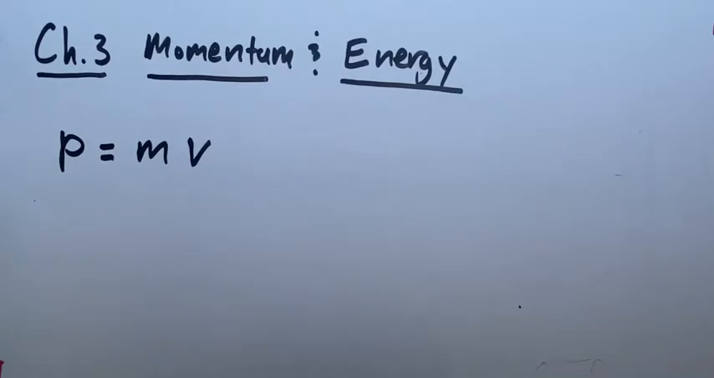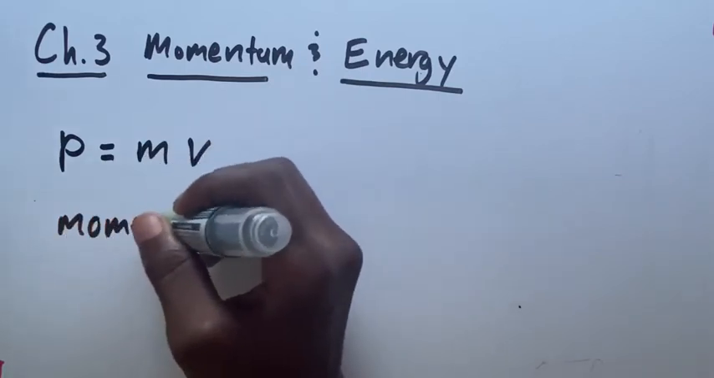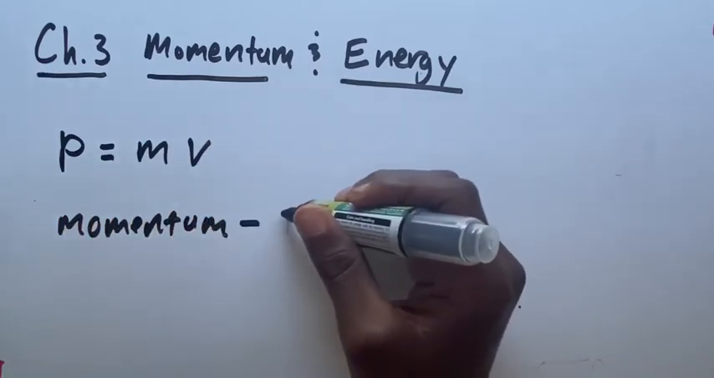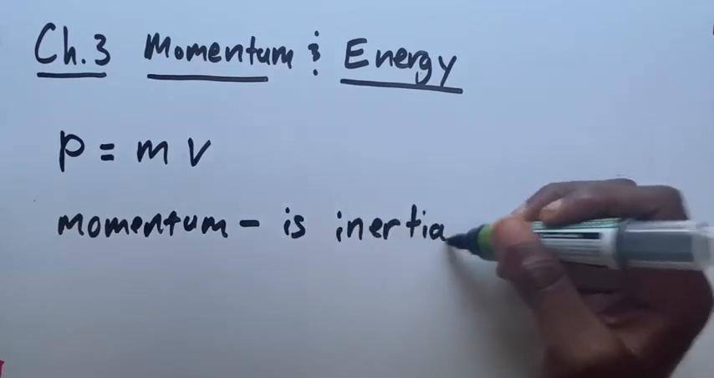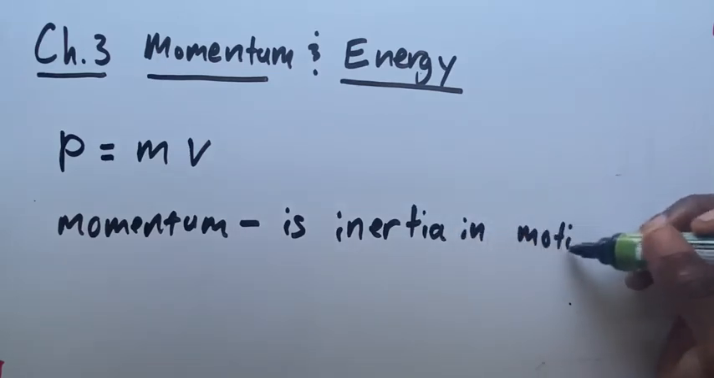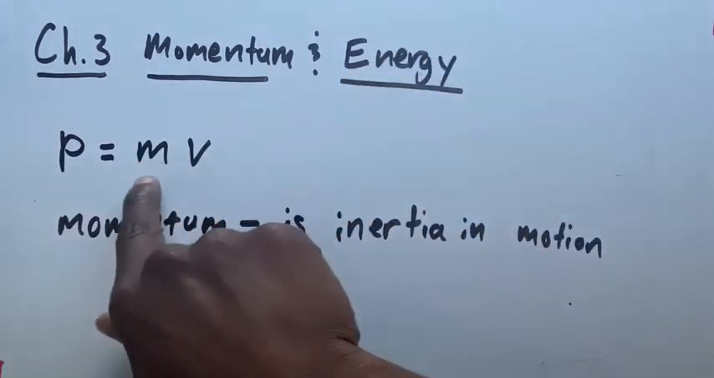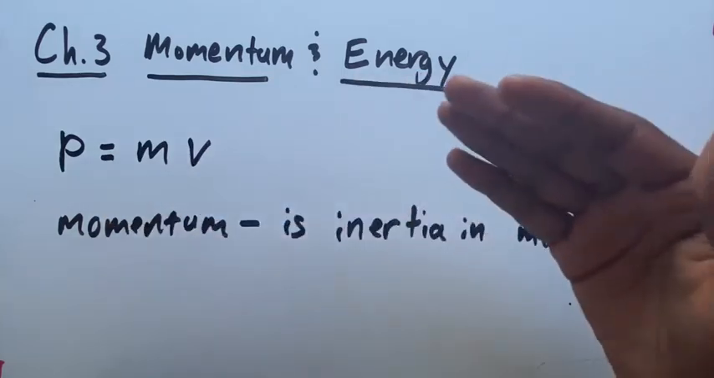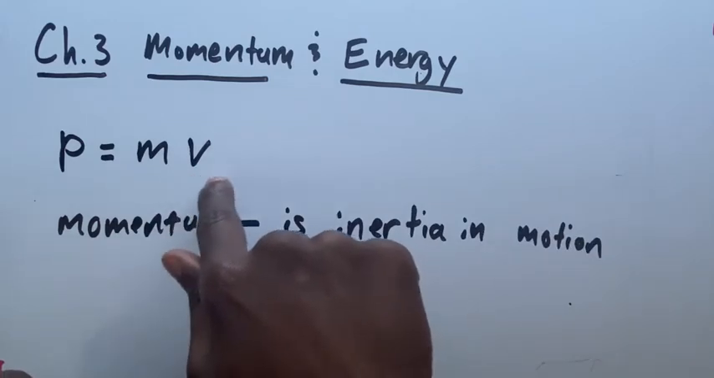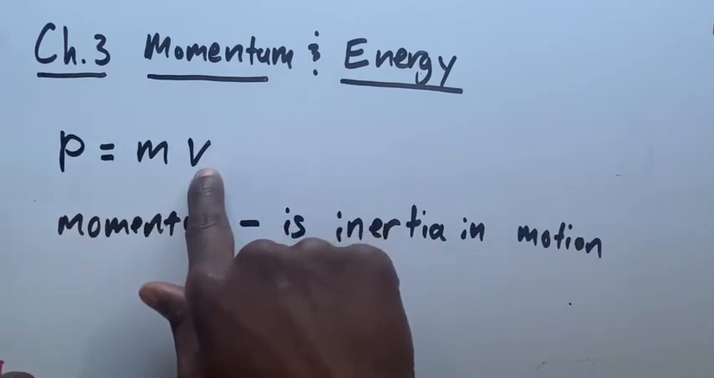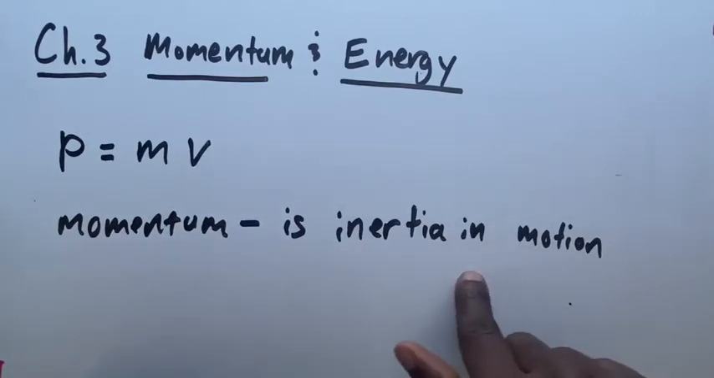All right, and so if you're looking at the PowerPoint, it says momentum is inertia. It's inertia in motion. I think that kind of makes sense from looking at this equation, right? Because we know mass basically tells you how much inertia something has. So the more mass, the more inertia. And then velocity just tells you that it's some mass that has some velocity or is in motion. So momentum is inertia in motion.